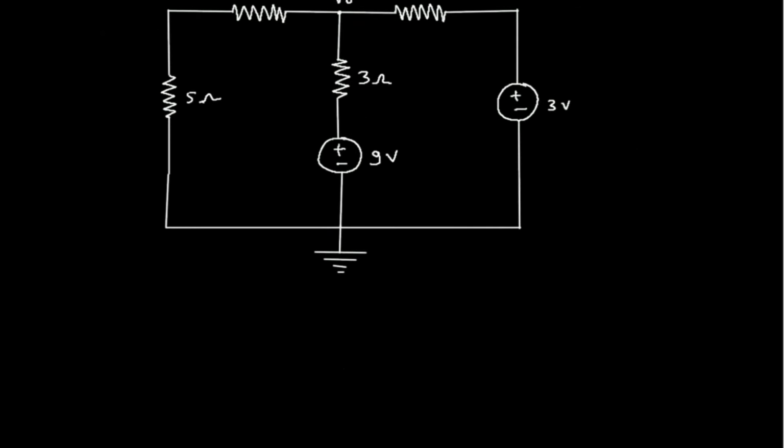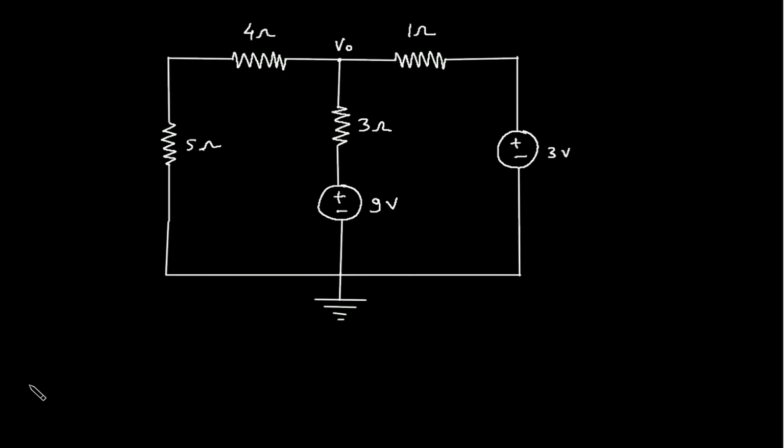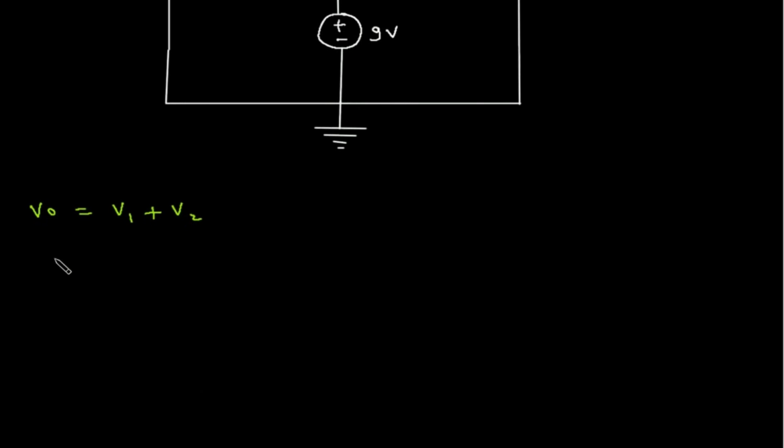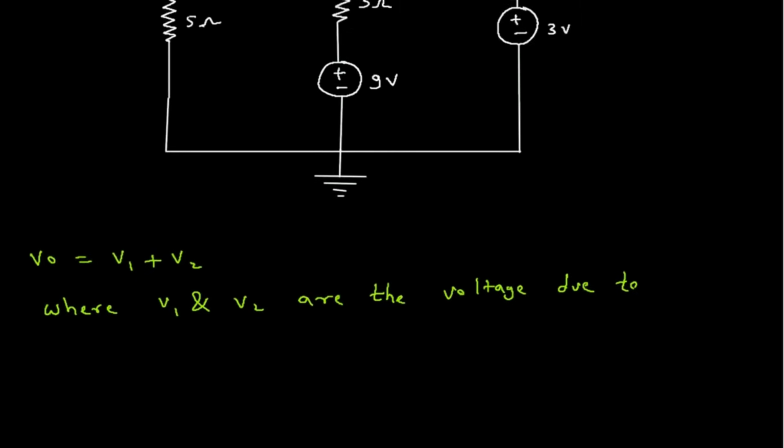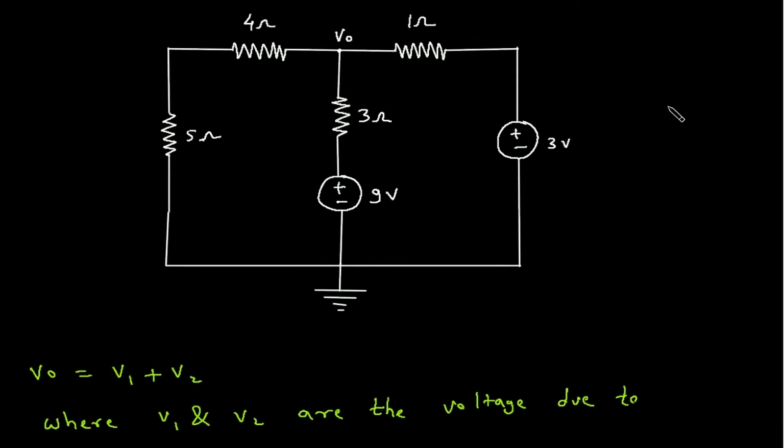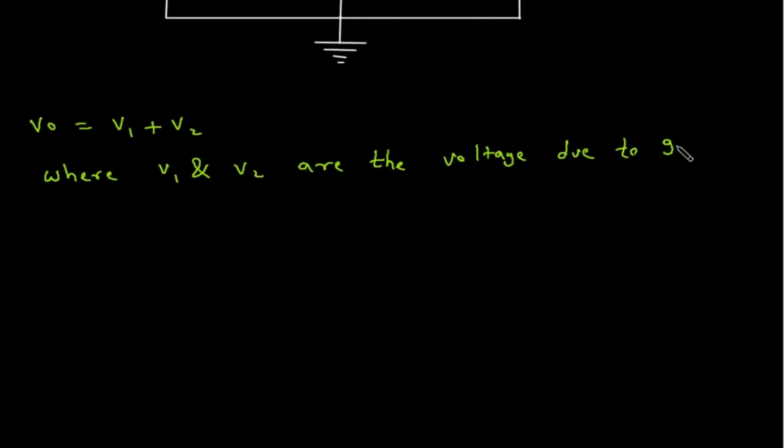Now let's say VO is equal to, there are two independent sources. So VO is equal to V1 plus V2, where V1 and V2 are the voltage due to 9 volt and 3 volt respectively.